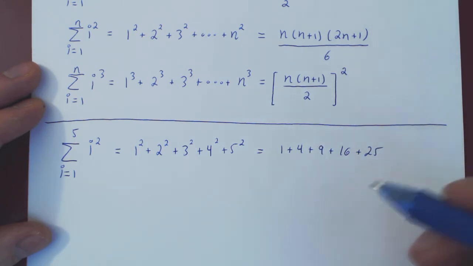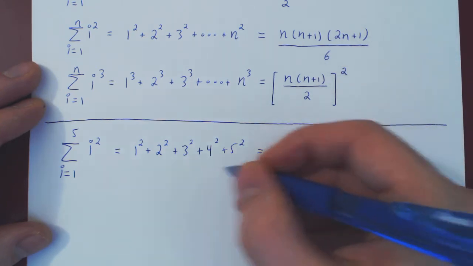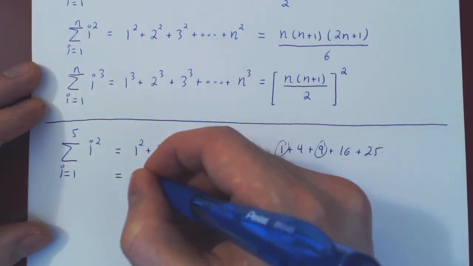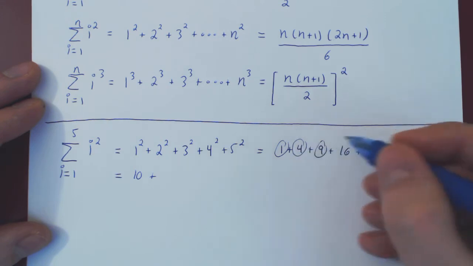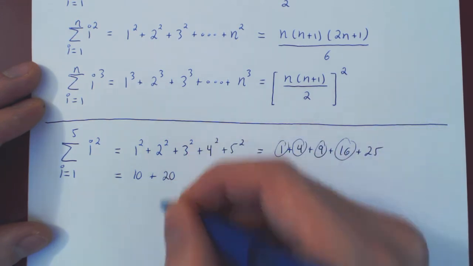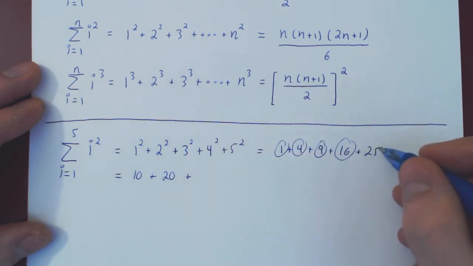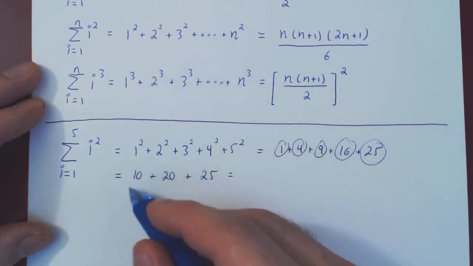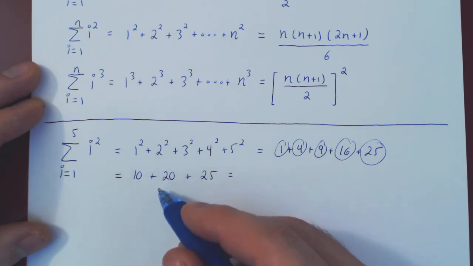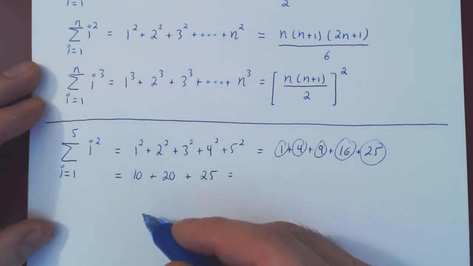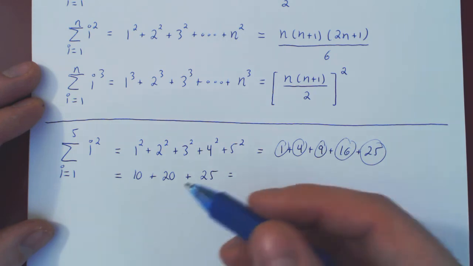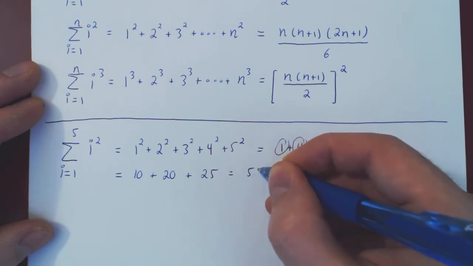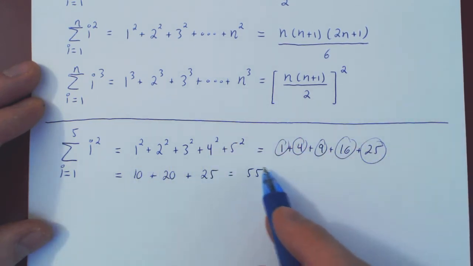Let's add these in a smart way. 1 plus 9, 10, plus 4 plus 16, 20, plus 25. So what are we left with? 10 plus 20, 30, plus 25, 55. So if we add the first 5 squares, we get 55.